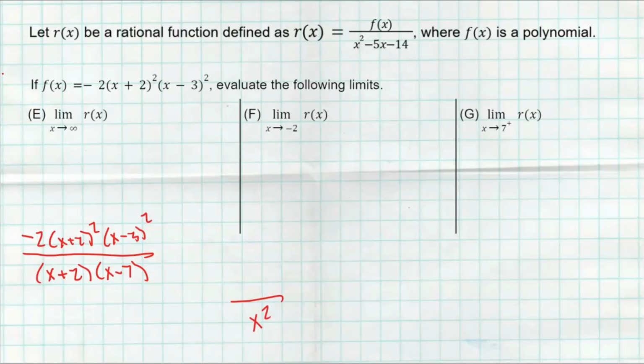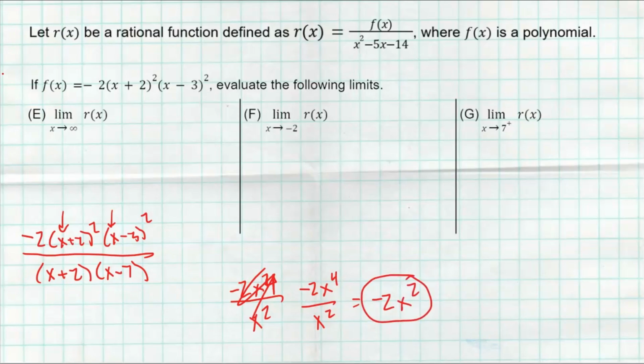The leading term from the numerator is going to be negative 2x to the fourth, because this x right here gets squared, this x right here gets squared. That's going to be an x to the fourth times that negative 2. Let me just rewrite that. Negative 2x to the fourth over x squared. When I divide those out, I get negative 2x squared, which is a polynomial. And the rules of the end behavior of rational functions says that if you divide your leading terms and get a polynomial, the end behavior of that polynomial is the same as the end behavior of your original rational function.